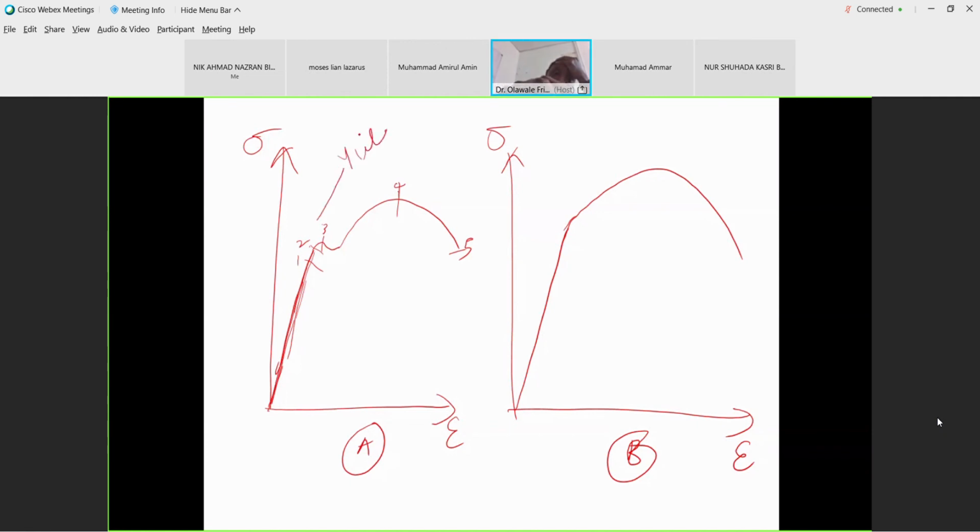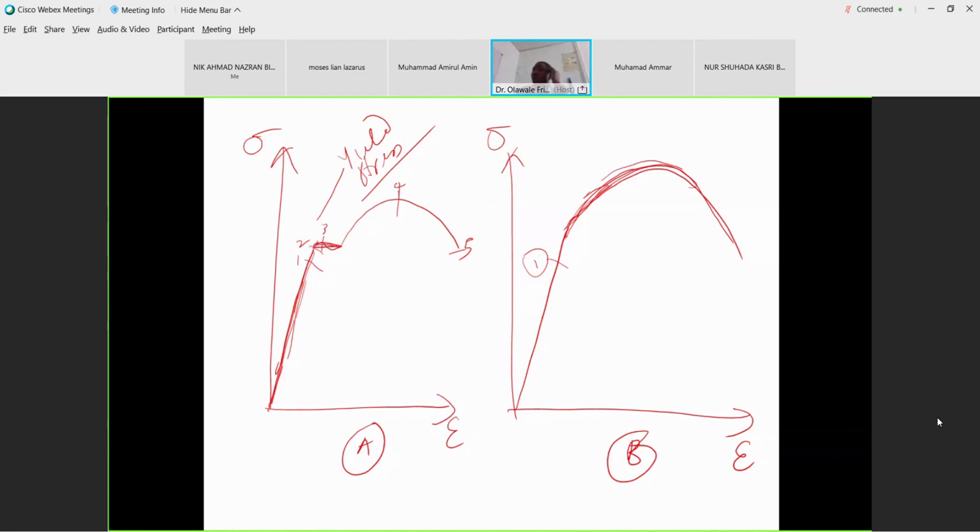Now let's go to B. On B, where is your yield stress? Somebody says there's no yield stress. Okay, I can agree with the person, because in this case there is no clearly defined, well-defined yield stress. But does that mean there's no yield stress? No, there is yield stress, but it is not well defined as compared to A. Here we can pick that this is our yield stress. So easy.